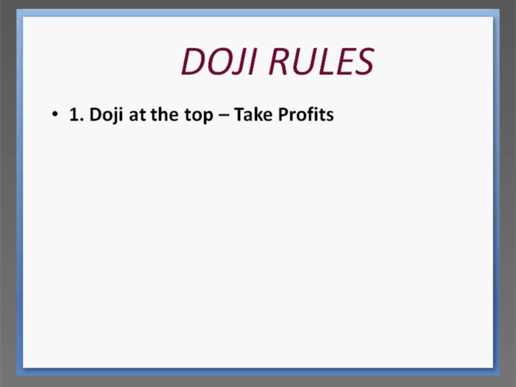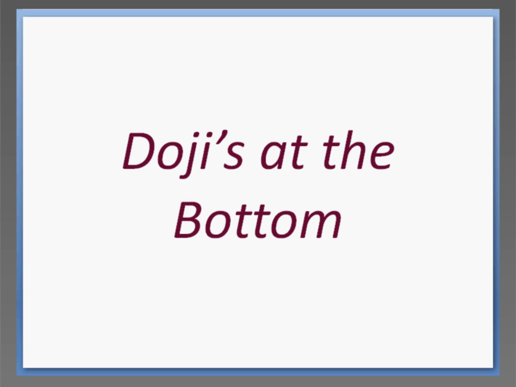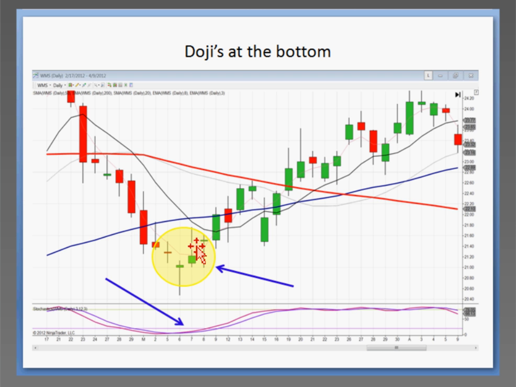So very simple rules of the doji. If you see a doji at the top, take profits. Dojis at the bottom need to have bullish confirmation. Otherwise, the Japanese rice traders say the weight of the market could continue to push the market down. So what we want to see is a bullish confirmation the next day.